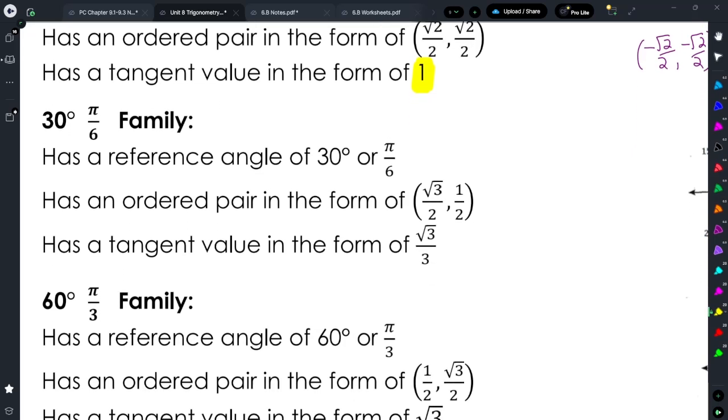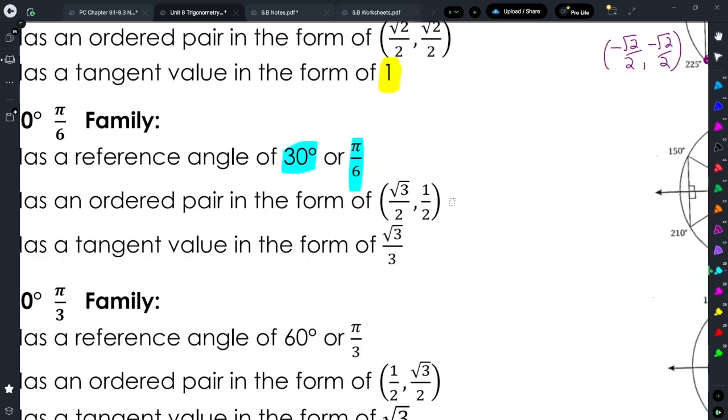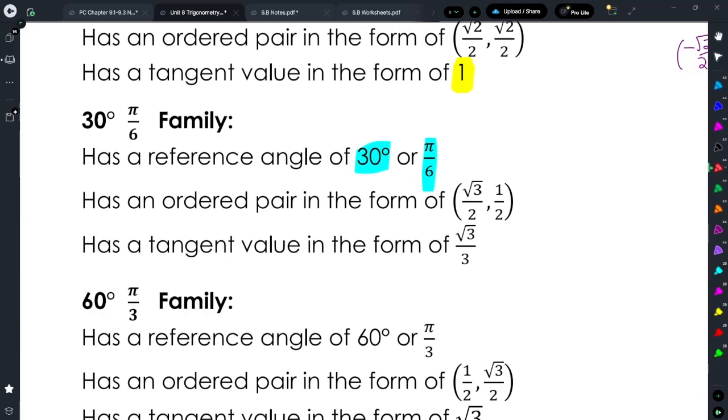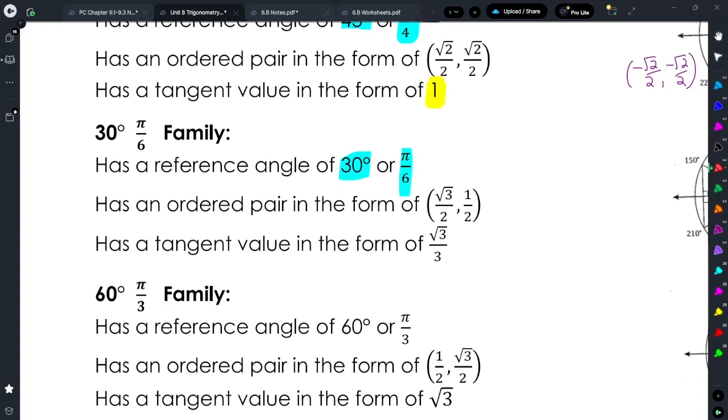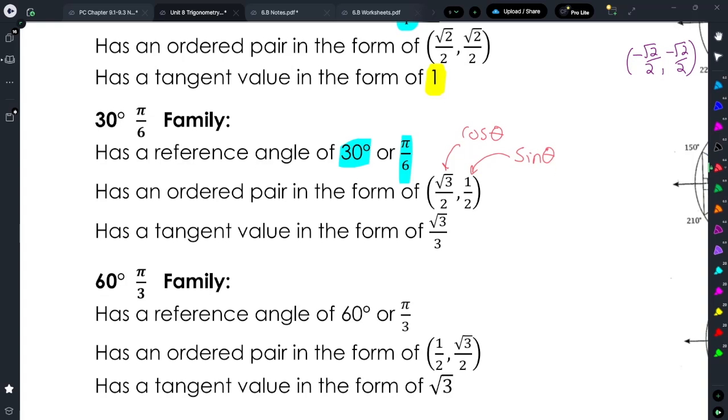Now the 30 degree family, or the pi over 6 family, they have a reference angle of 30 degrees, or pi over 6, and the ordered pair is square root of 3 over 2, comma, 1/2. Because from our day 1 notes, when we were doing 30 degrees, the cosine of that was square root of 3 over 2, and the sine of that was 1/2. And the tangent is a form of square root of 3 over 3.